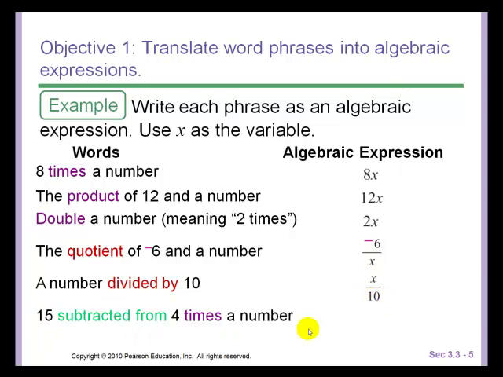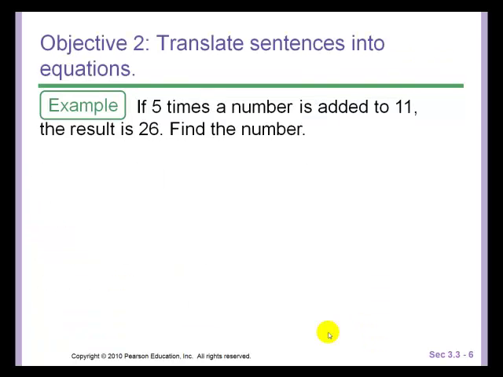This one is a combination. 15 subtracted from 4 times a number. Remember our order of operations. Multiplication happens before subtraction. So we have our 4 times, and then 15 is subtracted from that. So 4 times x minus 15. The word "is" will always be an equal sign.